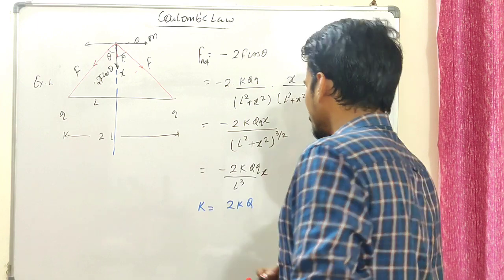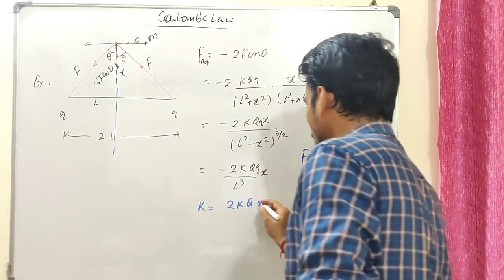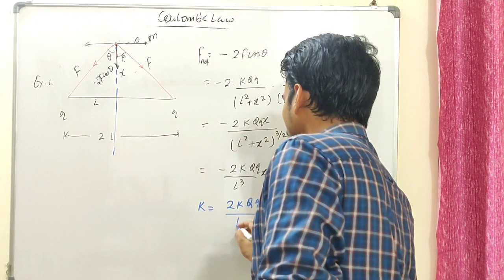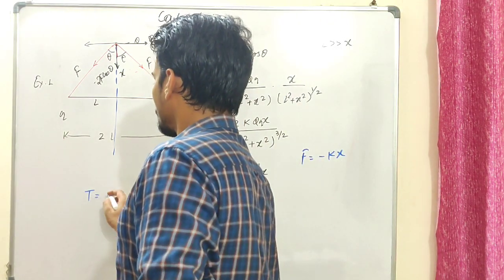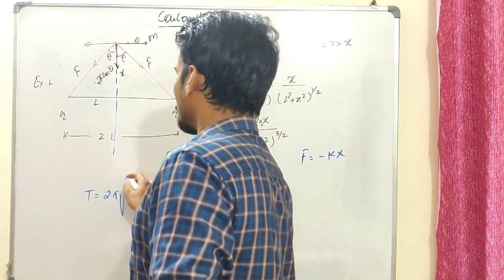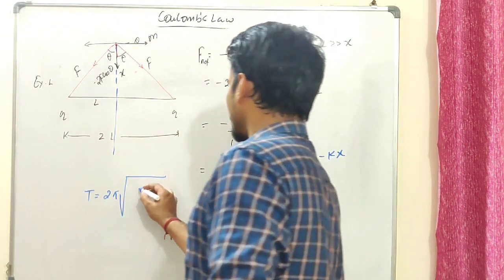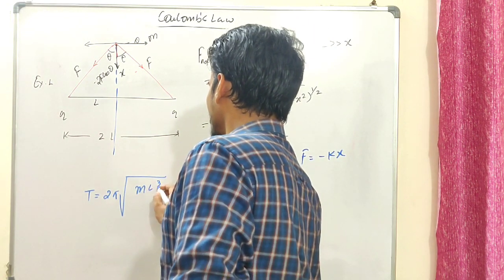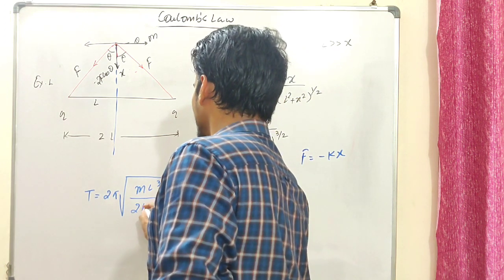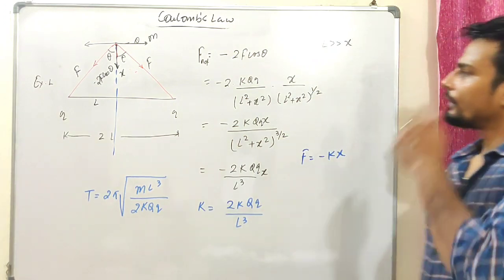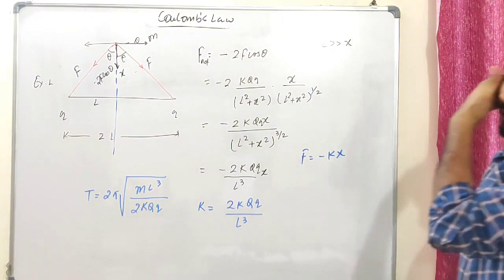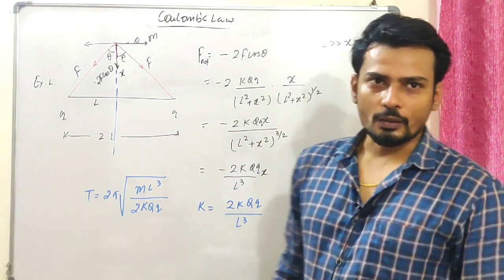Okay, 2kqq over L cube. So the time period should be how much? 2 pi root over m over k. So I'm going to write mL cube over 2kqq. Fair enough? So yeah, I've discussed both the possibilities along horizontal as well as along the vertical.